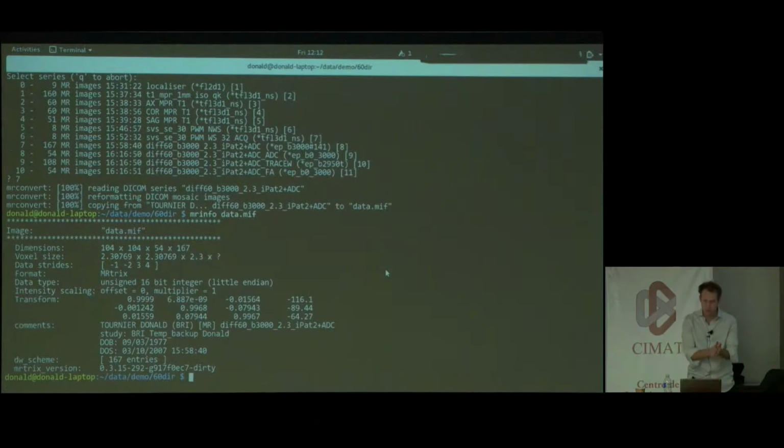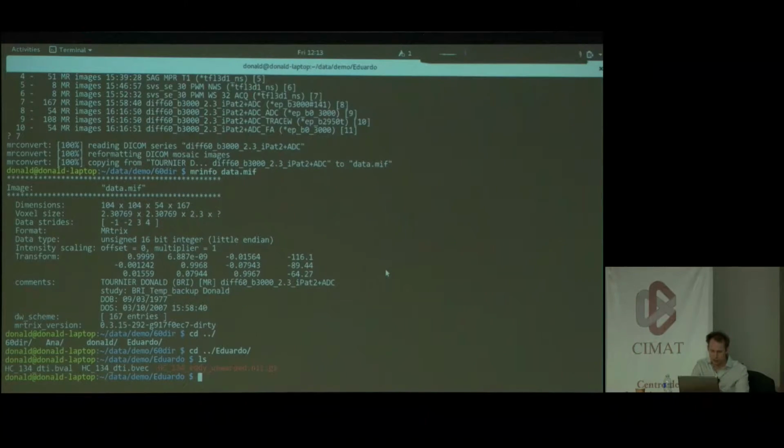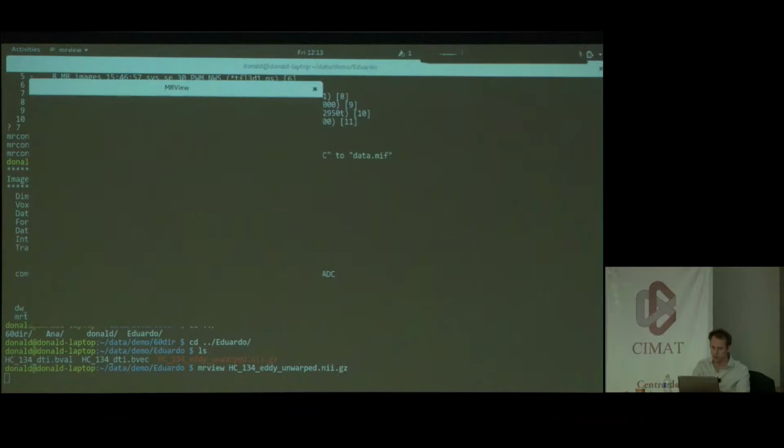So now, unless there's any more questions, we're going to have some fun with other people's data and see what we can see. All right, so I've got a few data sets. Let's start with Eduardo here. I have not looked at this before, so we shall see what we see. These have been pre-processed with Eddy.